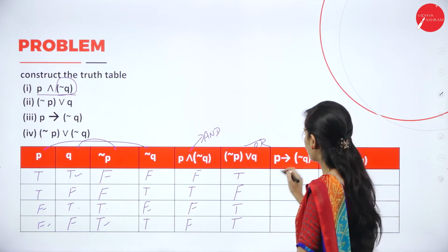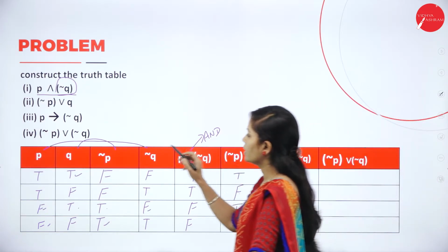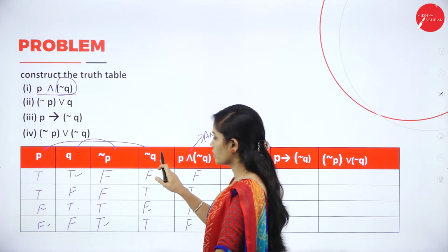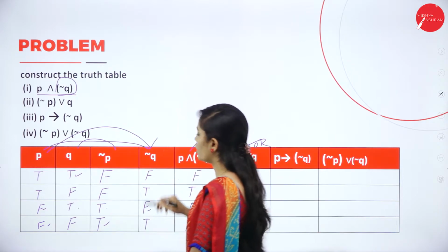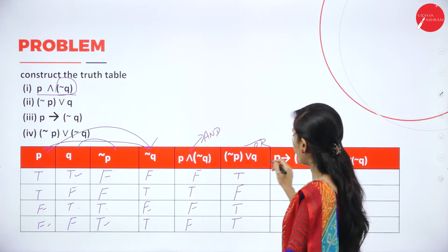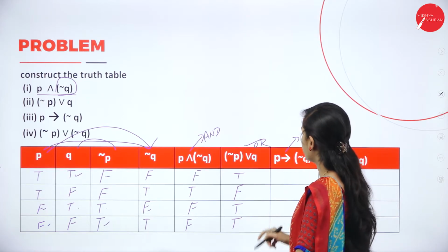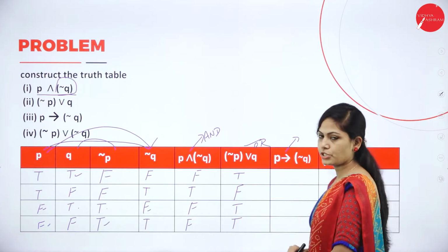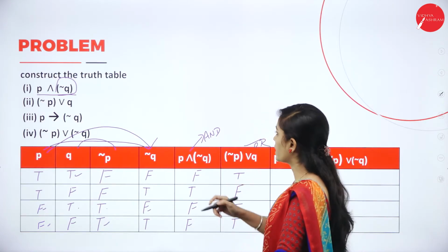And next you have to find P implication negation Q. Just consider the first column and the fourth column, called negation Q. We have to use implication. Implication means it is a conditional statement. So in my last session I discussed the truth table of implication, right?